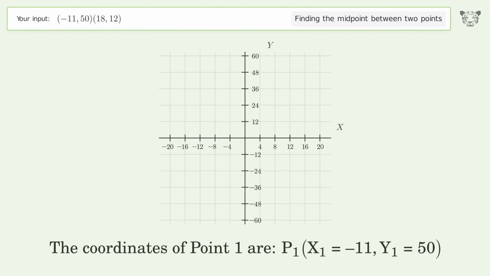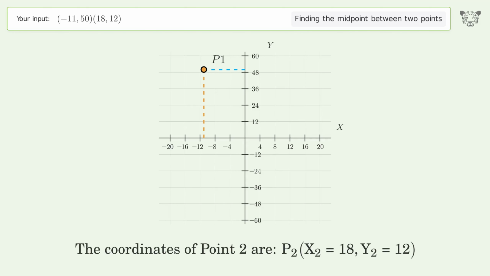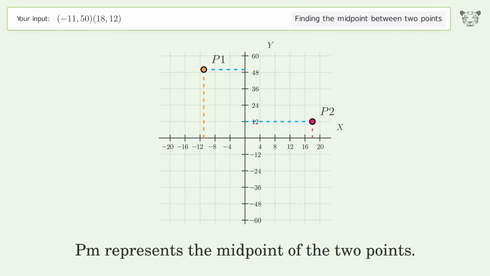The coordinates of point 1 are, x1 equals -11, y1 equals 50. The coordinates of point 2 are, x2 equals 18, y2 equals 12. PM represents the midpoint of the 2 points.